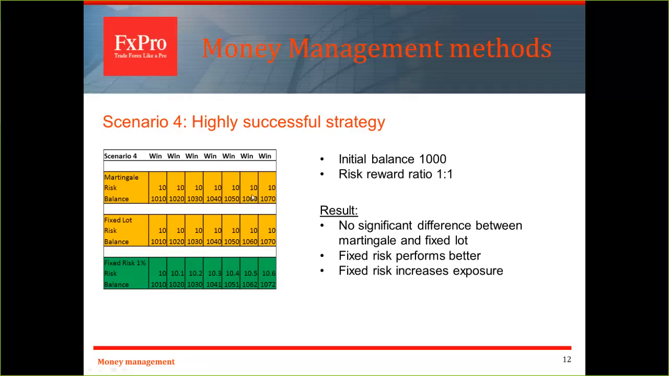You have 7 winning trades, you have $70 gained, and on the other hand, the fixed risk percentage actually gains from the fact that the strategy is successful. It gradually increases its risk, the amount of risk per trade, and you can see in this case it gained an extra $2, which is not significant in this case, but if you think about it in terms of percentage, it does add up over time.